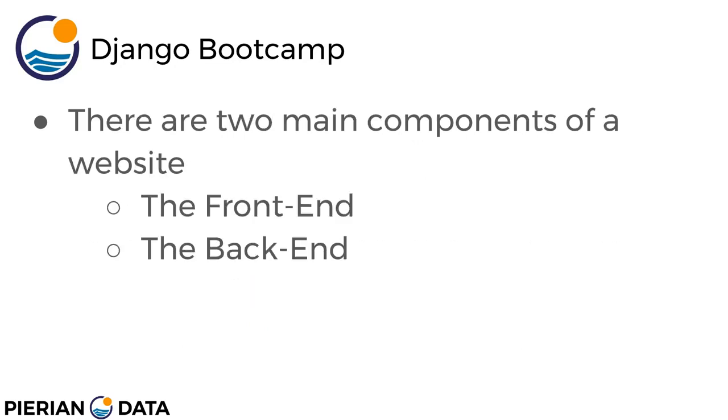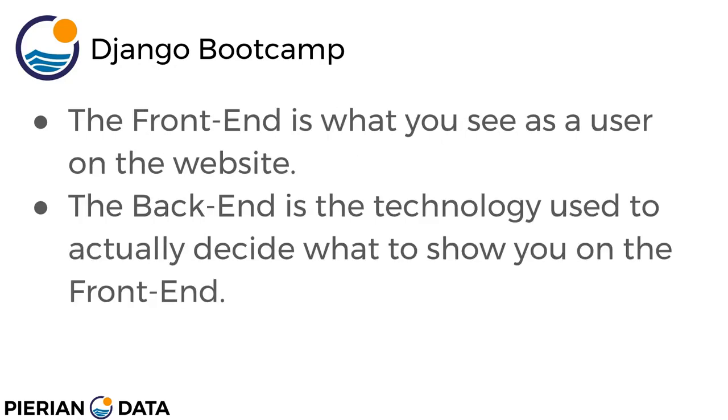There are two main components of a website. There's the front end of a website and the back end of a website. The front end of a website is what you see as a user on the website, and then the back end is the technology used to actually decide what to show you on the front end. For instance, let's say you're looking at facebook.com. So what you see, the colors, the actual content there, that's all the front end stuff. The back end is what decides if you're a user coming in, what pictures or content or comments to retrieve from the database and then show it to you on the front end.